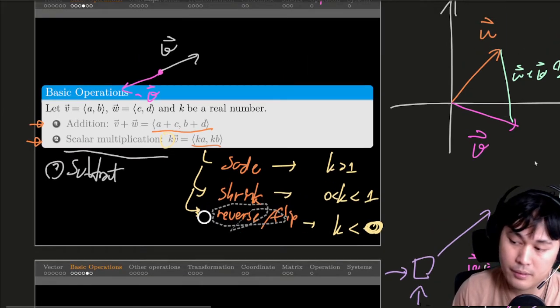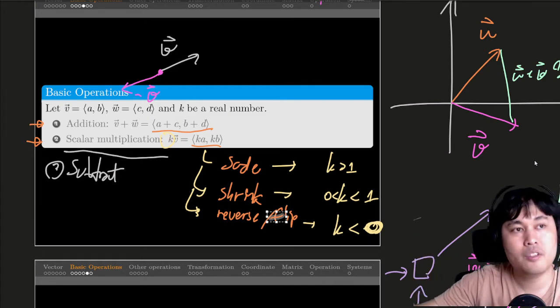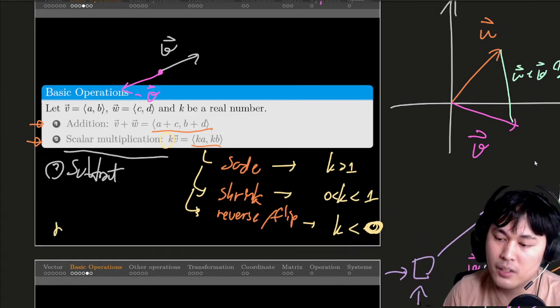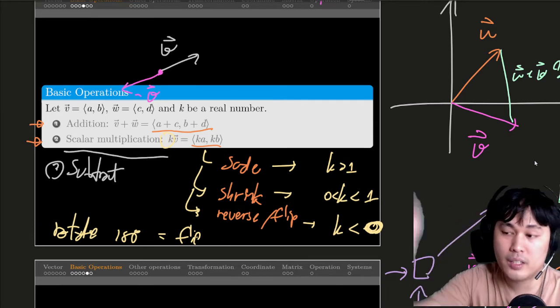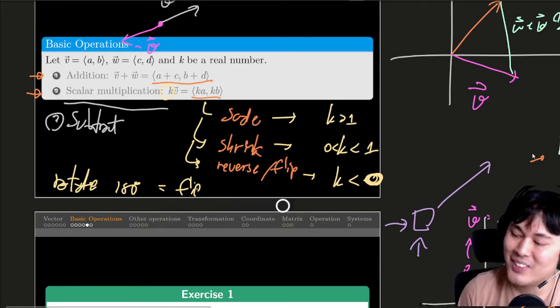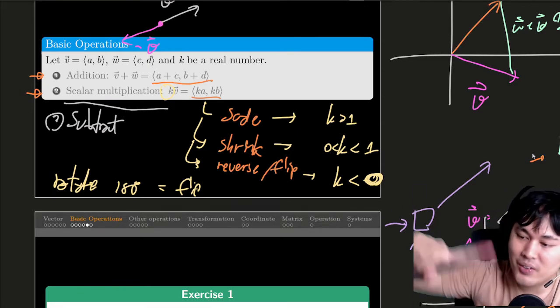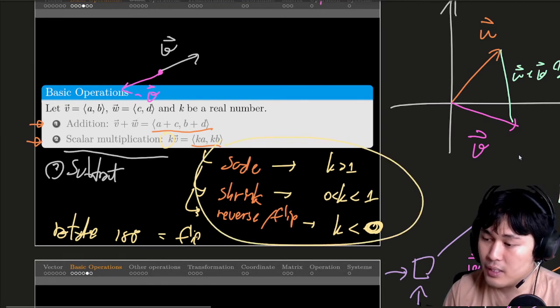And this is also going to be handy when you want to rotate 180 degrees. It's the same as flipping or reversing it to the other direction. And so this has some slight connection to rotation. And so that's the multiplication.